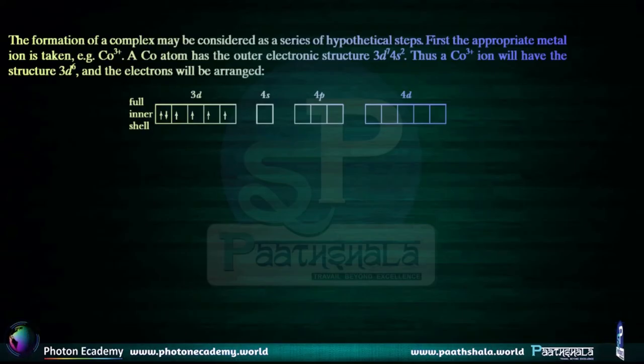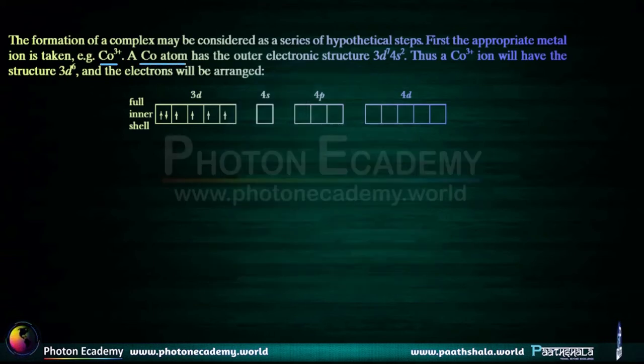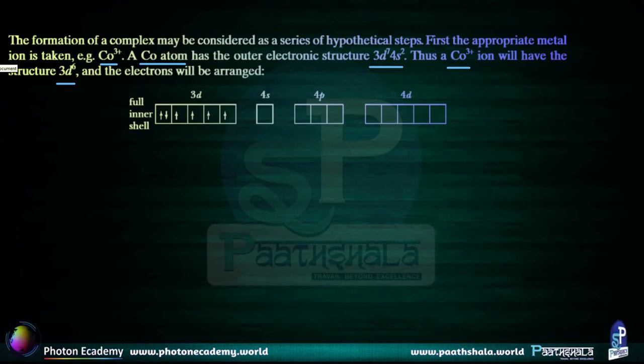may be considered as a series of hypothetical steps. Let's take a metal ion. So here we have cobalt 3 plus ion. The outermost electronic configuration of cobalt atom is 3d7 4s2, and the outer shell configuration of cobalt 3 plus ion is 3d6. Let's understand how we get that.